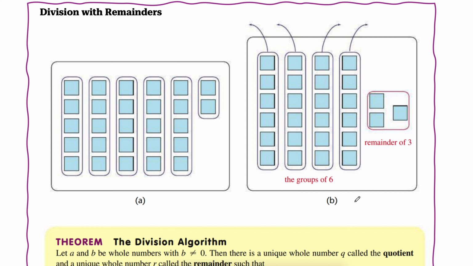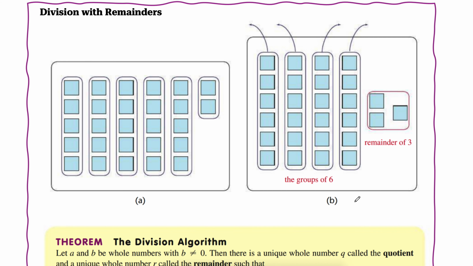In the second picture here, we've got 27 now divided by 6. Sorry, I said that backwards. We have 27 divided by 6. So we're able to form 4 groups of 6. Once again, we have a remainder of 3 left over. So it's very easy to show division with remainders with our blocks.